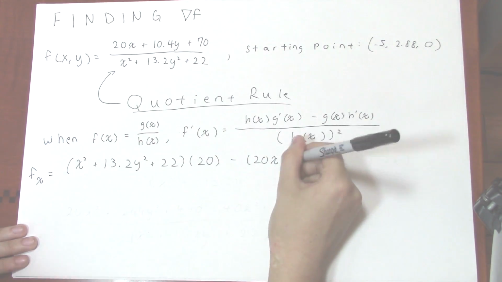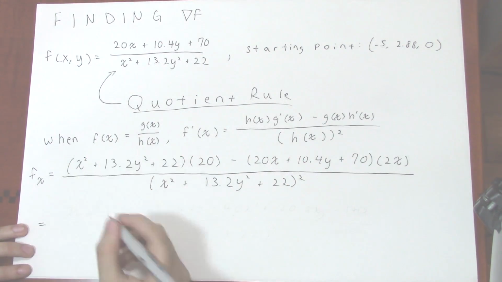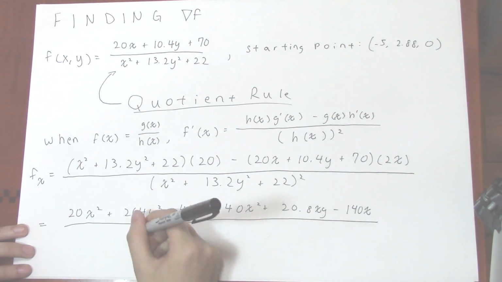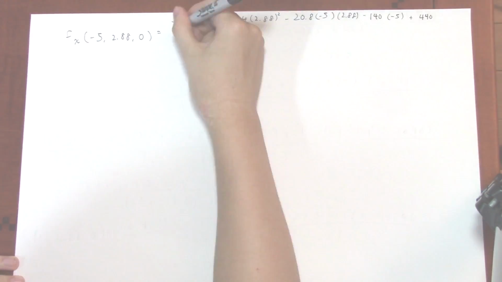Once we find the partial derivatives of f with respect to x and y, all that is left to do is plug in the starting position values into each partial derivative and solve. In this particular case, the starting location is at -5, 2.88, 0.